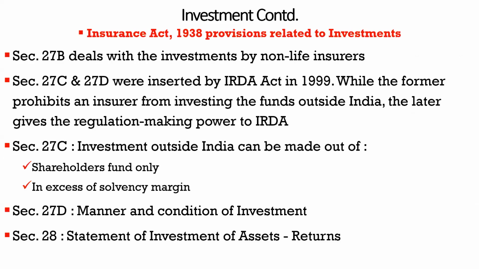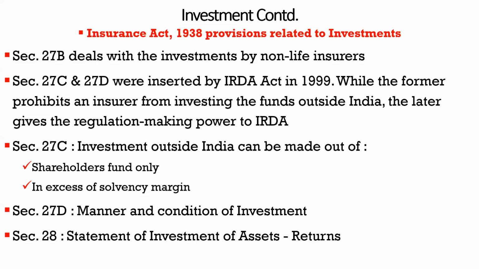These are some sections which deal with investment. Just for once you should know, these questions may be asked: which section pertains to what. Out of these sections, which pertains to investment. So section 27B deals with investment by non-life insurers. 27C pertains to investment of funds in India and profits from funds outside India. Just I'll tell you here that only shareholders' funds can be invested outside India. Policyholders' funds cannot be invested outside India.